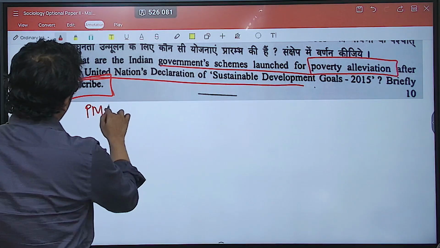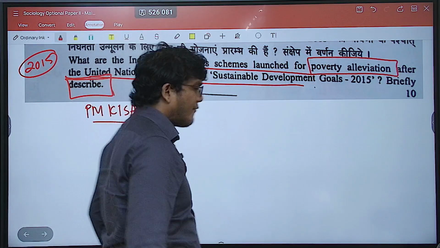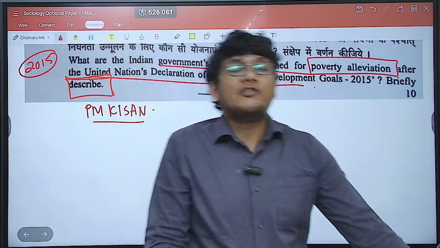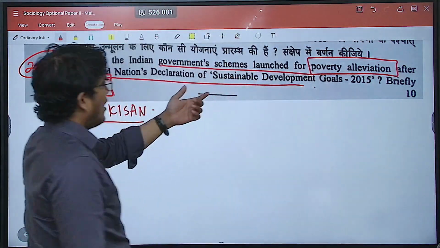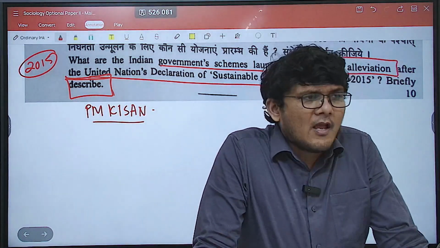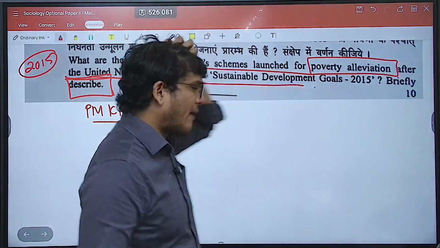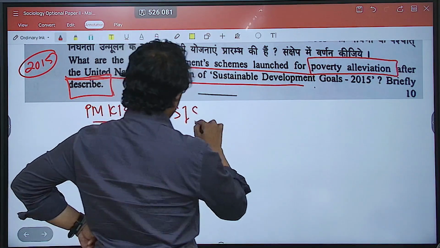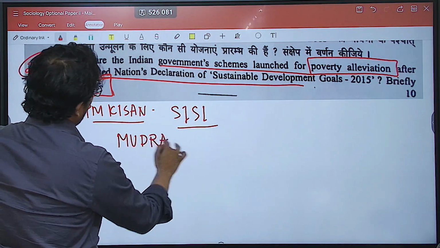So you have the PM Kisan, right? You have the various Bima Yojana, Pradhan Mantri Suraksha Bima Yojana, Fasal Bima Yojana, Jeevan Jyoti Bima Yojana. All these things are there. There is in fact the Startup India scheme also, because that may convert the job seeker into a job giver by microfinance. You can talk about that. You can talk about Startup India, Stand Up India project as well. You can talk about Pradhan Mantri Mudra Yojana as well.